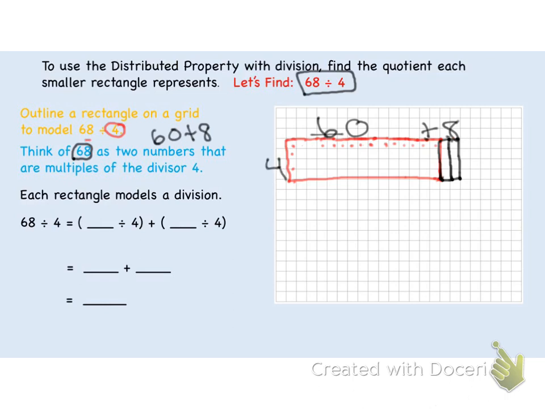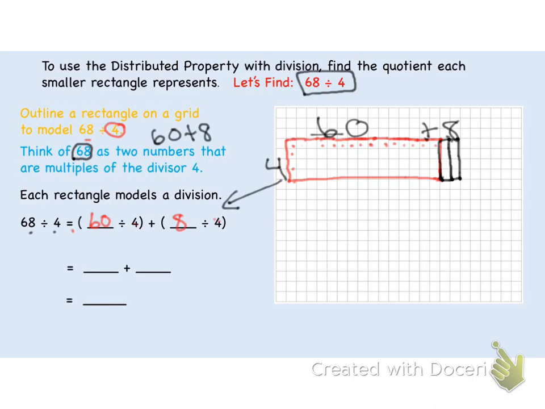I know that this is 4. So now I'm going to take that and move it into my algorithm, or my actual number sentences. 68 divided by 4 equals 60 divided by 4 plus 8 divided by 4. When we look right here, we took our 68 again, and it's broken up into 60 plus 8. We carried our 4 over because we're distributing the 4 into the 60 and the 8.